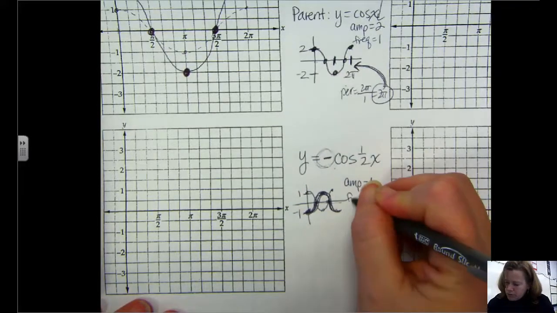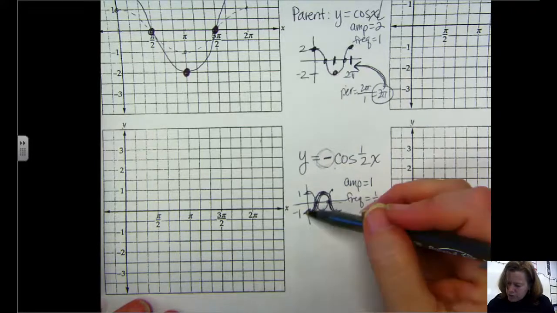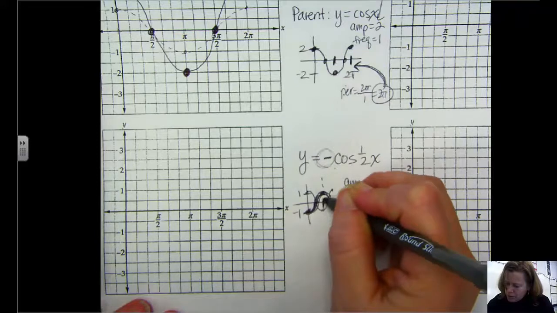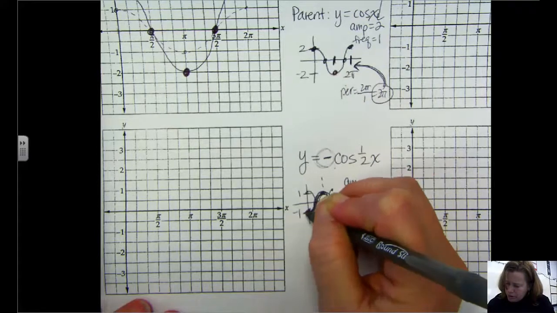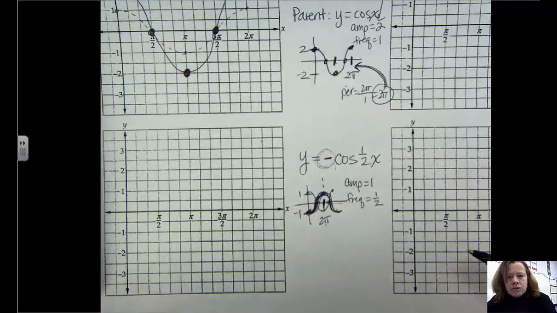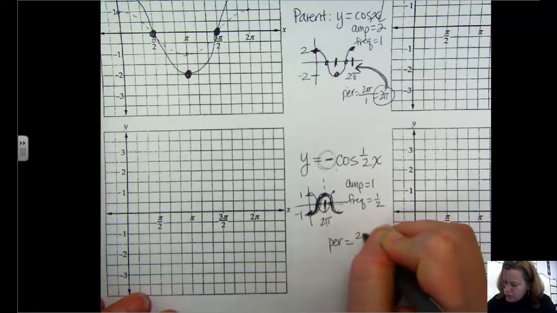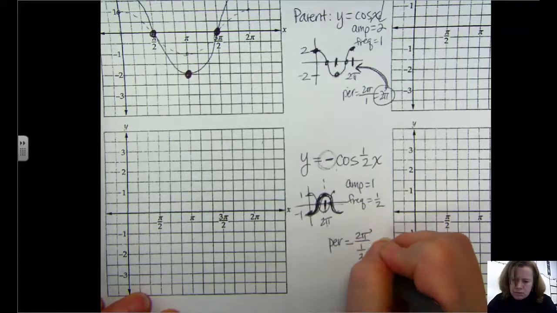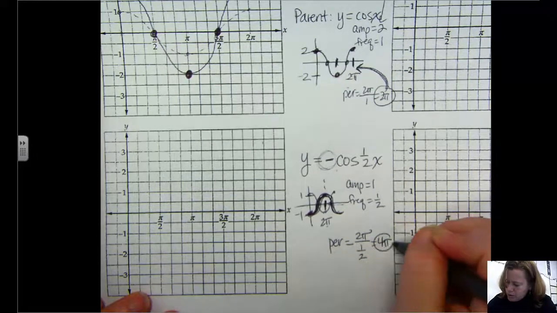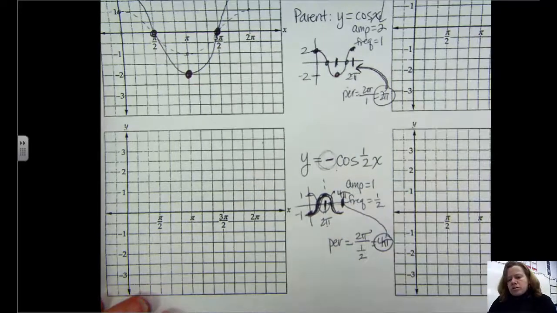My frequency is 1/2. That means that I'm only going to see half of this curve from 0 to 2 pi. So my 2 pi point is going to be right there. I'm only looking at half of my curve in 2 pi. Frequency means how much of my curve do I see from 0 to 2 pi. Period is 2 pi divided by frequency. We saw earlier that that's 4 pi. Period is always the end point of my first cycle. So this graph would stretch to 4 pi.